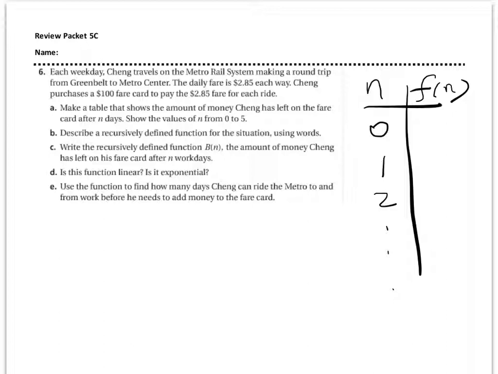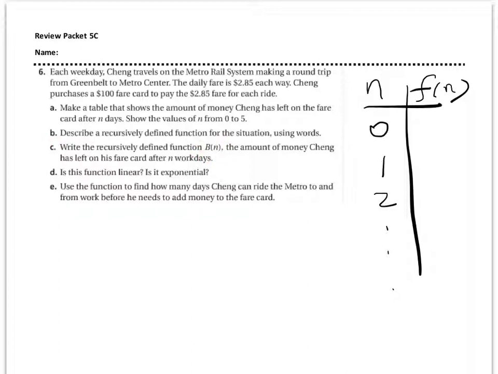B, describe the recursively defined function for the situation using words. So just using words, right? Find the pattern of output from the previous output. What's the pattern from here to here? What's the pattern from here to here, right? Use words. And write the recursive rule, part C, define function b of n.